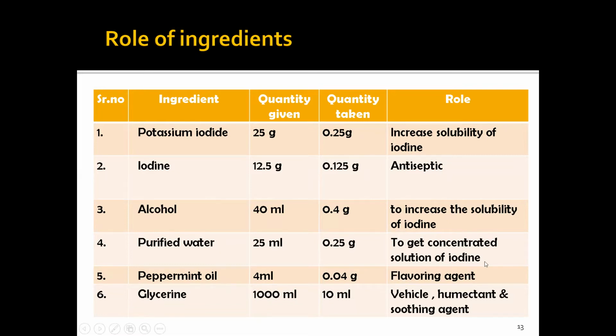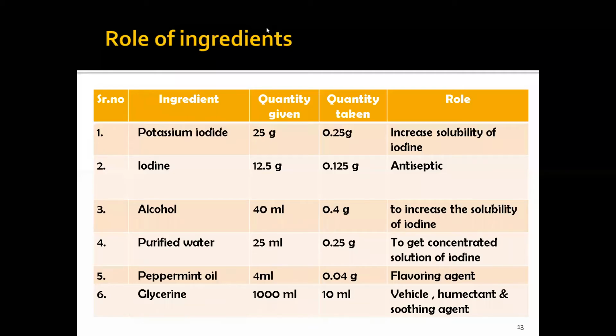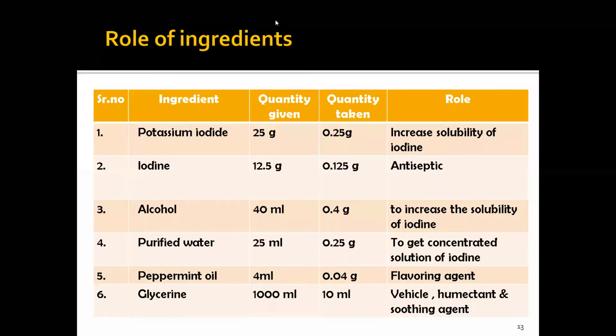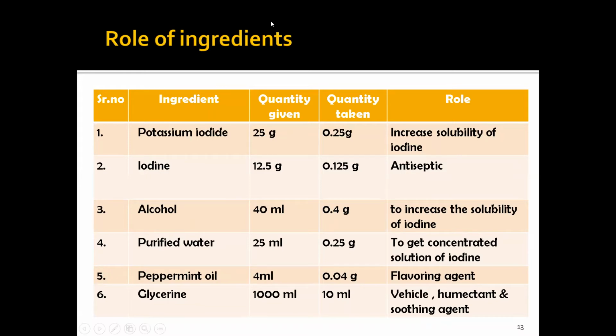Purified water is used to get the concentrated solution of iodine, or you can say potassium iodide, and that concentrated solution will help you to form the higher polyiodides. Peppermint oil is used as a flavoring agent and glycerin is used as a vehicle, humectant and soothing agent. So it will keep the throat moist and give you the sweet taste and the soothing action. So now we will see the procedure for the compound iodine paint.